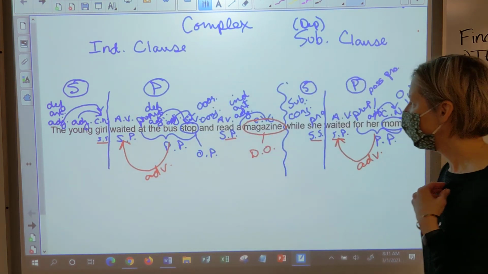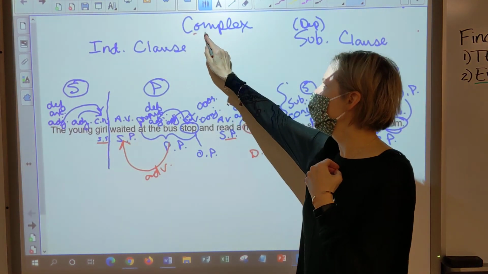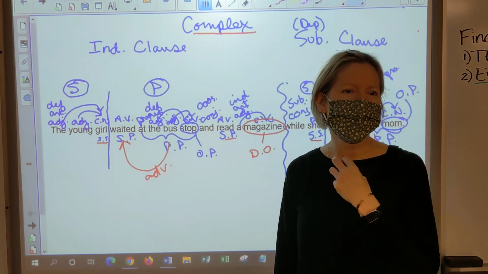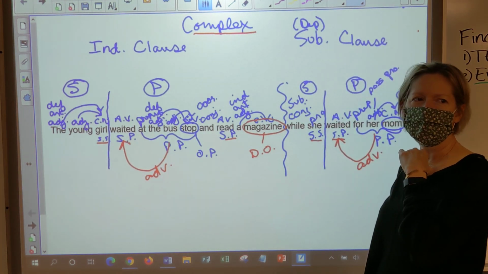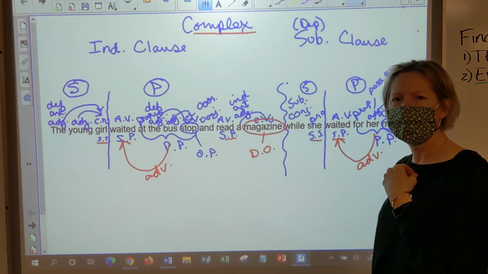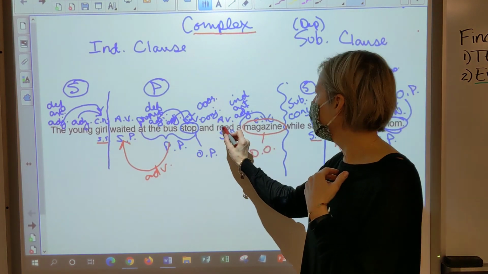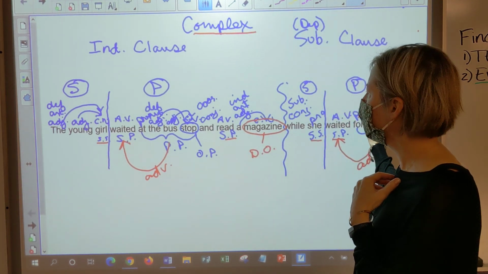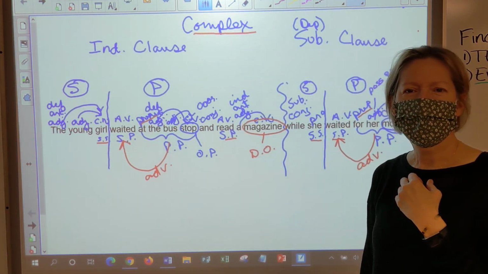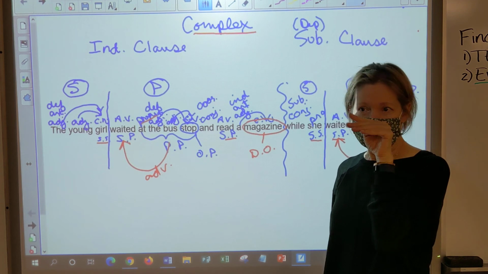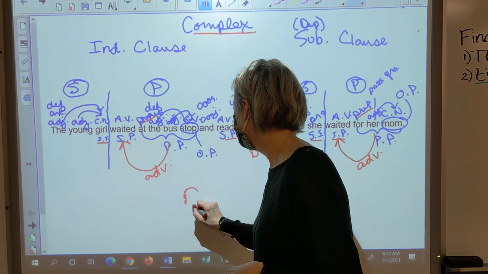It's a little more complicated than we're used to. That's why it's called a complex sentence. Is there anything I'm missing besides what the sentence is doing? Drew? Would "read a magazine" be a prepositional phrase? No, because remember, prepositional phrases have to begin with what? That's a verb, so it can't be. Quinn? The sentence is declarative. The sentence is still declarative.